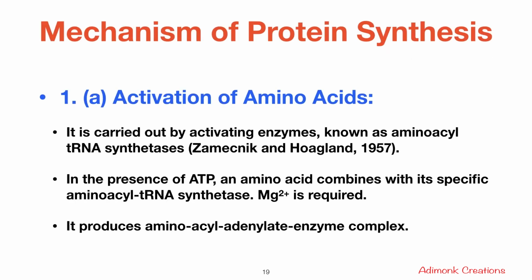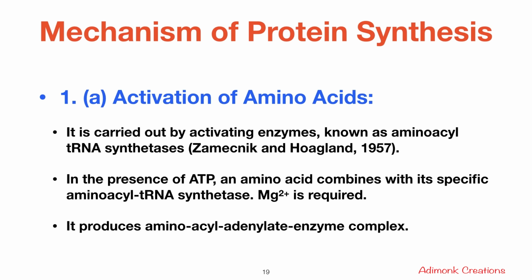So we have dealt with the different parts of the protein synthesizing machinery, and now let us see the mechanism of protein synthesis. The first step in the mechanism of protein synthesis is the activation of the amino acids. The activation of the amino acid is carried out by activating enzymes known as the amino acid tRNA synthetases. It was first discovered by Zamecnik and Hoagland in 1957.